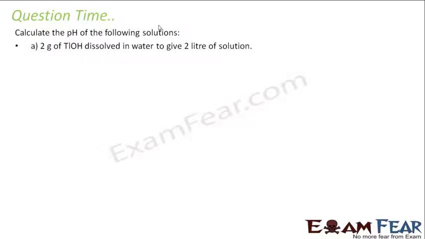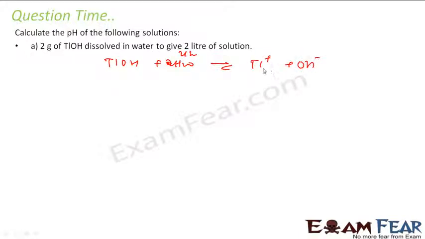Let's take one example. You have to find the pH of this solution. 2 gram of TlOH dissolves in water to give 2 liters of solution. So I have TlOH plus water, some water, 2 liters, gives you Tl plus and OH minus. Sorry, it's Tl, yeah, Tl. Tl plus and OH minus.